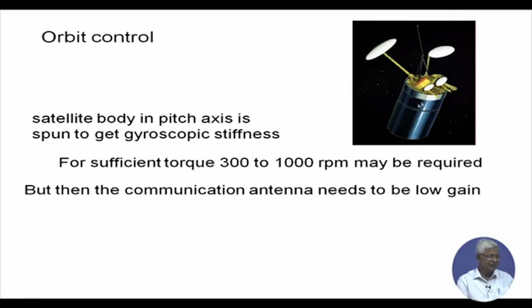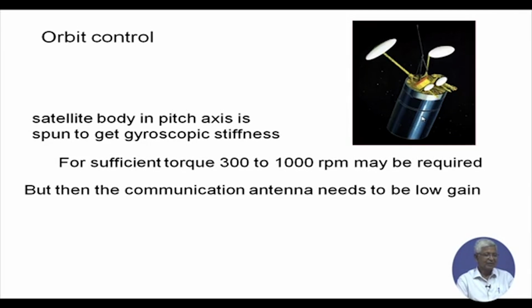But then you see there is a problem: if there is a parabolic antenna, focused in one direction, and if you rotate the satellite, the antenna will not be looking at the earth or surface area, it will be moving all around. So therefore this has to be adjusted. How is it adjusted? Then you put a slip ring around the body of the satellite.